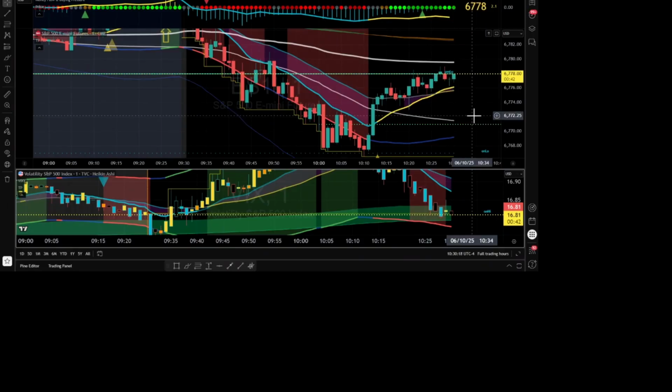Now, again, I'm not saying this is a short. I'm saying you have to be careful with longs because if you get into long, you have to always say, what's my next profit target? And your next profit target should be VWAP.